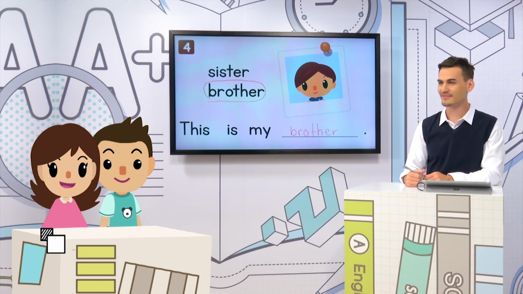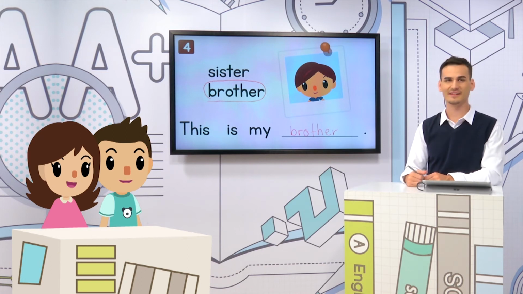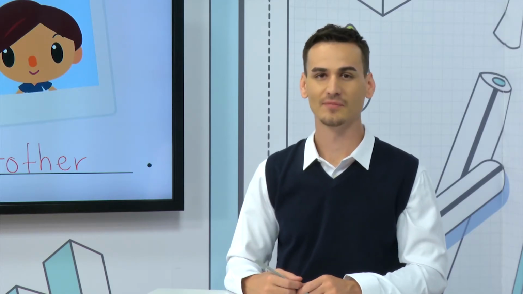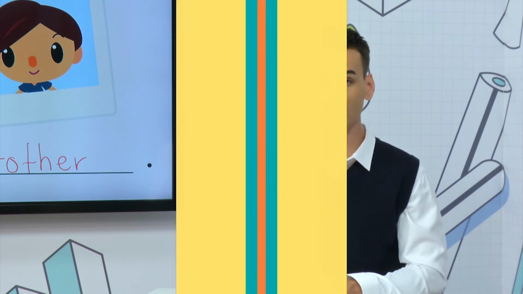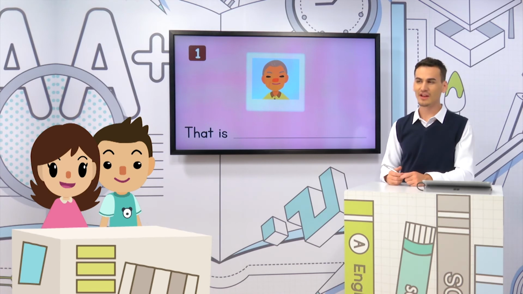Who is this? This is my brother. Good job. Wow, you guys are doing great. There's a few more practices for us to do. This time I need you to help me spell the names of my relatives. This has grandfather, grandmother, uncle, and aunt.